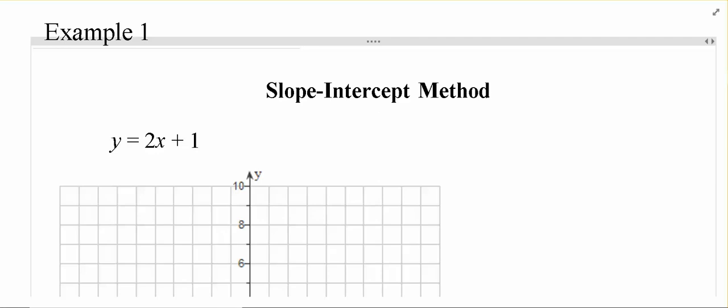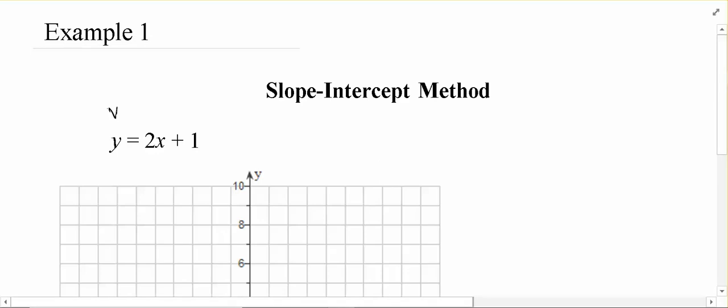So let's go ahead and look at our first example. This one's in y equals mx plus b form. So let's go ahead and jot that down. Y equals mx plus b. This is called slope-intercept form. The m is slope, the b is y-intercept.